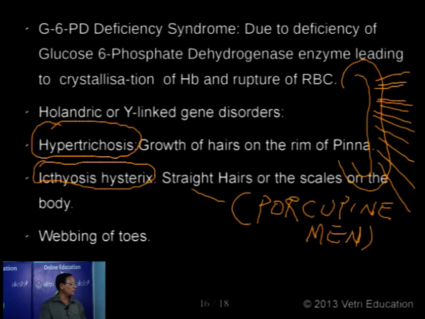And another one, the webbing of toes. Between the toes, we have membranes of bone that result in the webbing of toes. So these are the main ones. For example, the Y chromosome contains TDF, the testis development factor, another holandric gene. This is also a holandric gene, an example not of a disorder. TDF, testis development factor, is an example of a holandric gene. The others are the disorders, and hypertrichosis is the condition, not the disorder.